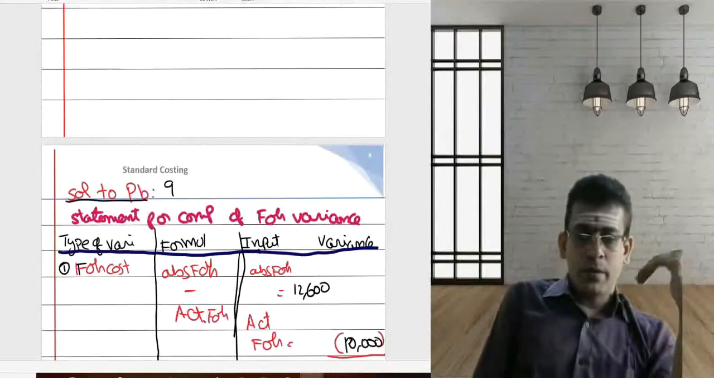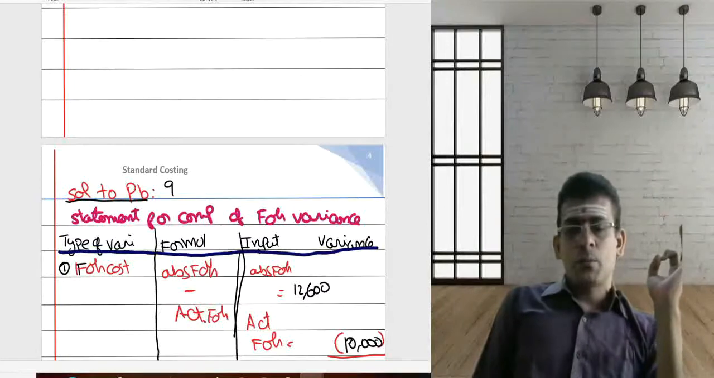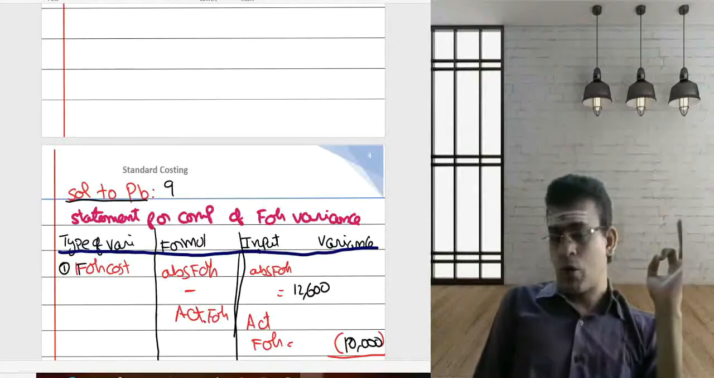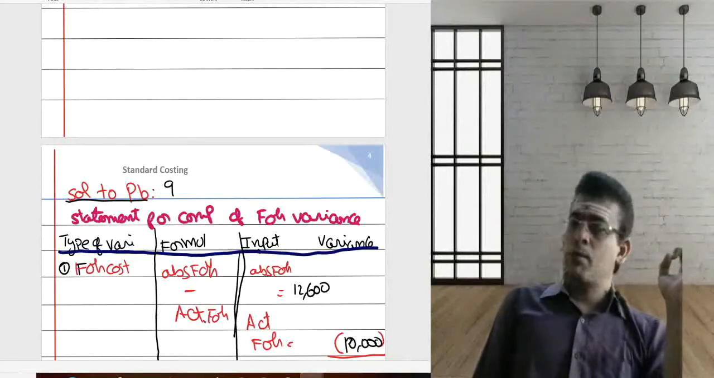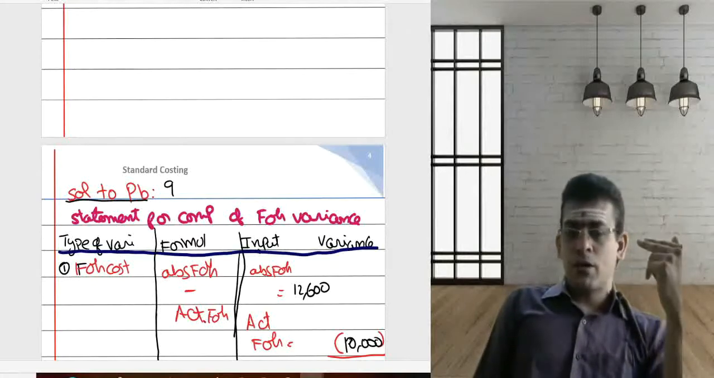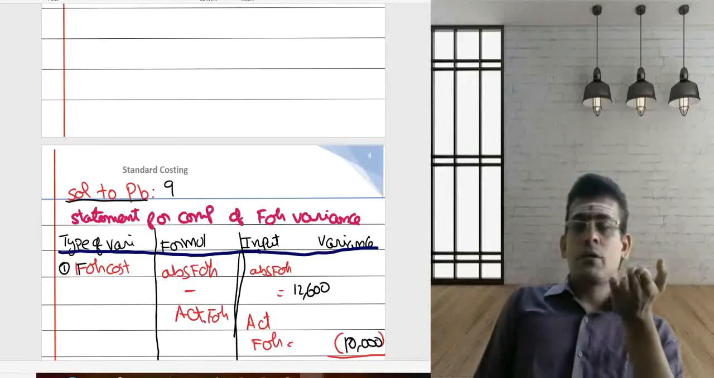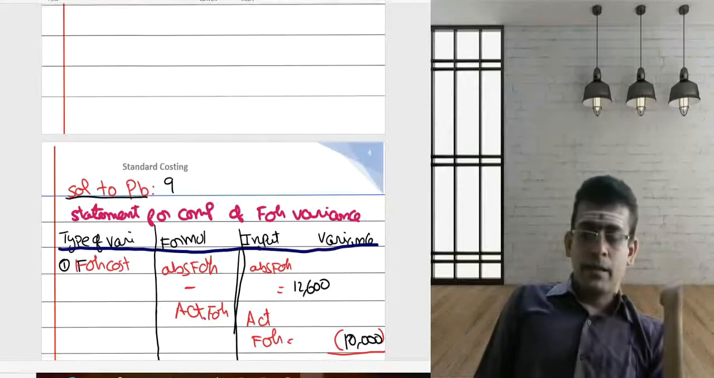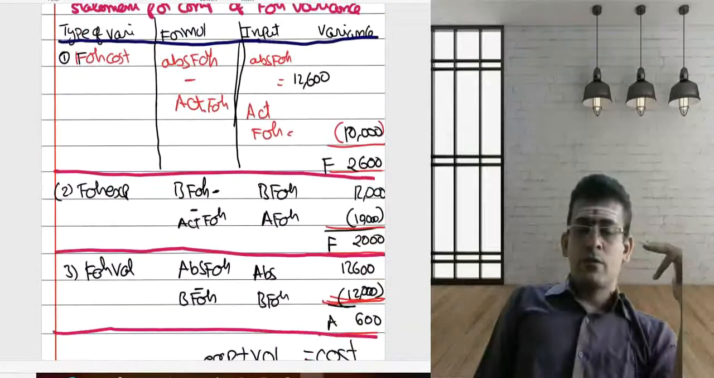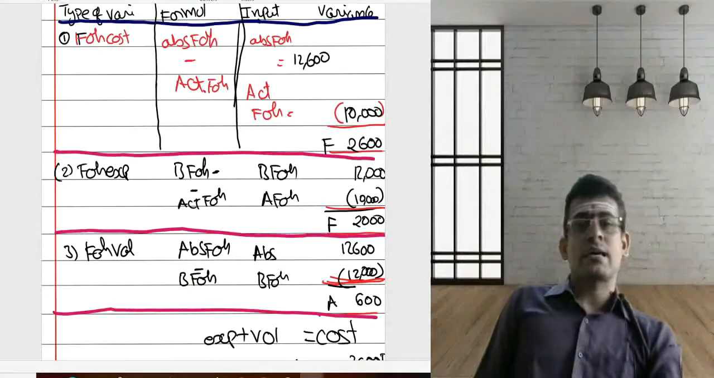I want you to prepare a statement for computation of fixed overheads. You are supposed to prepare the statement with the type of variance, formula, and input variance to calculate. For fixed cost, write down the formula: budgeted fixed overhead minus actual fixed overhead. In the input you take both, and in the difference column you take the difference.